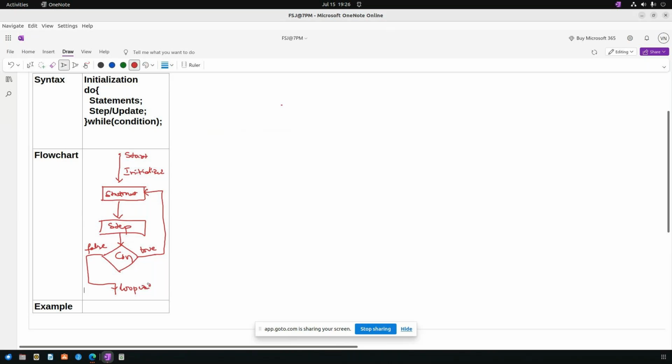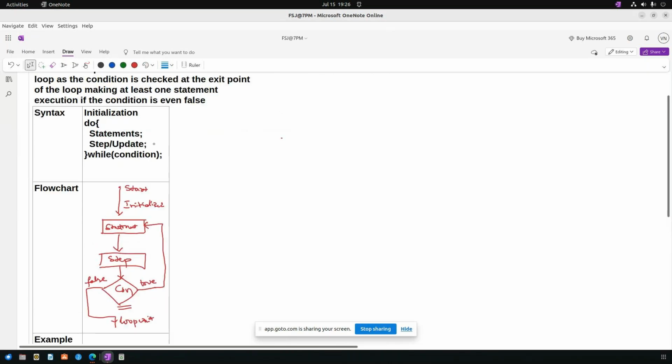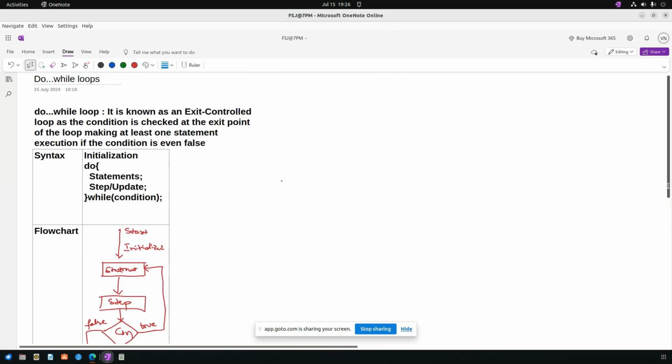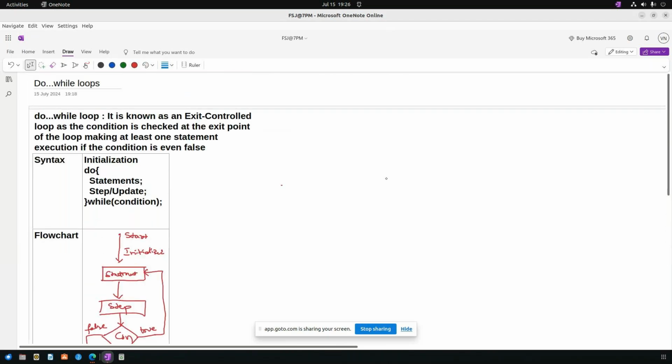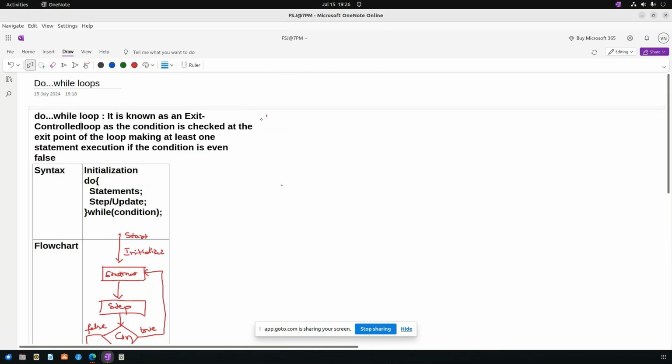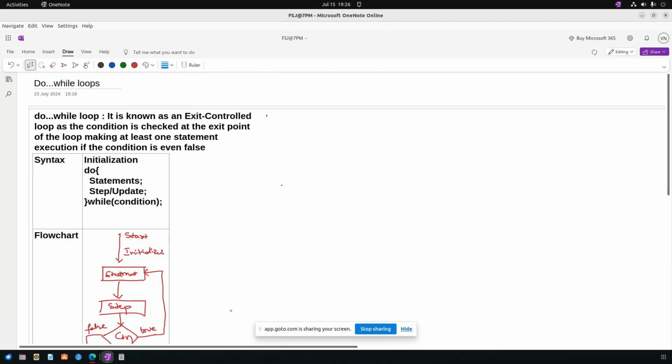As the condition is checked at the end, it is said to be an exit controlled loop. Why is it known as an exit control loop? Because the condition will be checked at the end of the loop. In that way you are calling it an exit controlled loop.